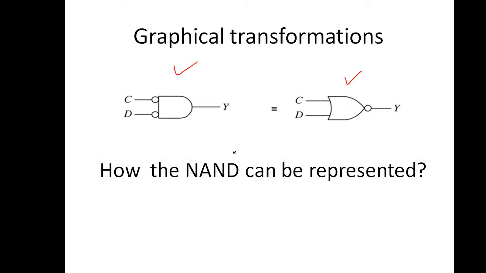In the next class I will be doing the graphical transformation for this. You can see that for this, the NOR gate is basically converted to this. Now your question for the next class will be: if the output is a NAND gate, what will be the equivalent? This is going to be your assignment.